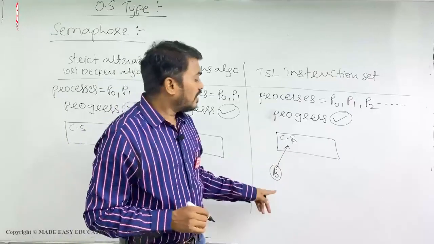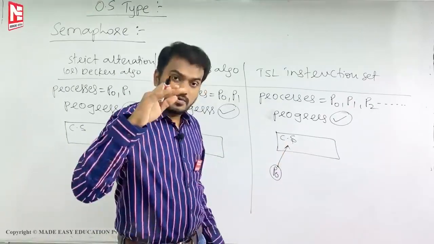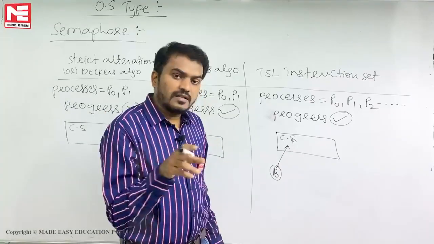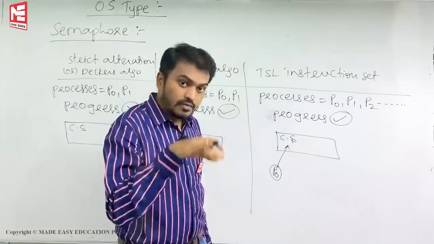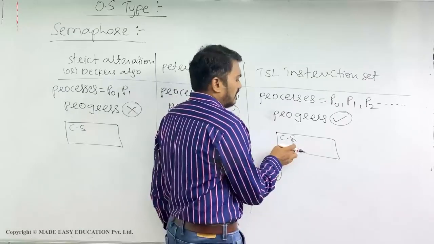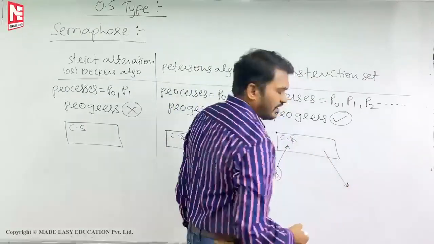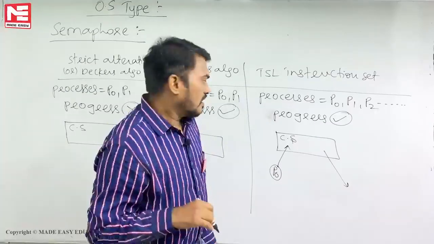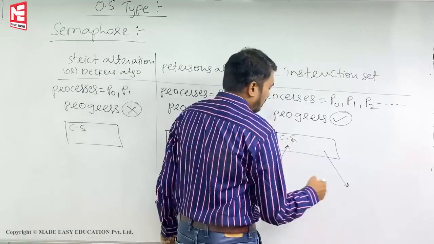What does that mean? Bring P0 into the CS, which means running the whole code: TSL RI, M of flag, compare the register value with 0 and jump if it is non-zero to step 1. Run the full code, bring that into the critical section and then remove it from the critical section. What does remove mean? Store M of flag as 0.